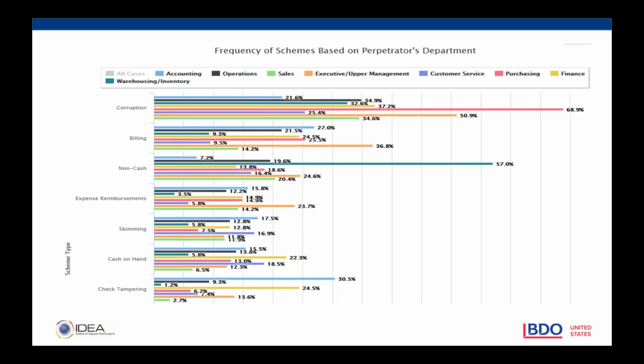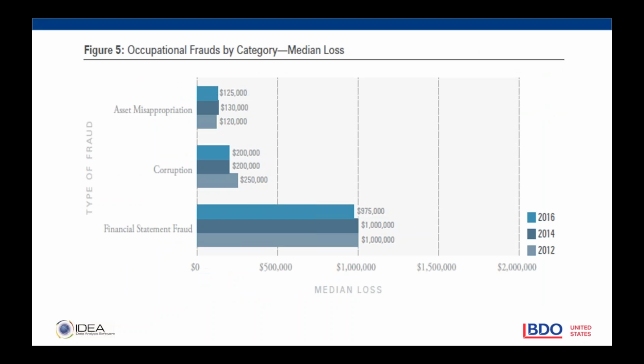Check tampering, of course, you would expect that to be more in the accounting and finance department as well. So just kind of give you a little sense of, as you're targeting your fraud procedures, you can kind of narrow down what you're looking for, looking at the different departments and the types of fraud that may be happening there. This next one is quite an interesting one. It really shows the median loss by different types of categories.